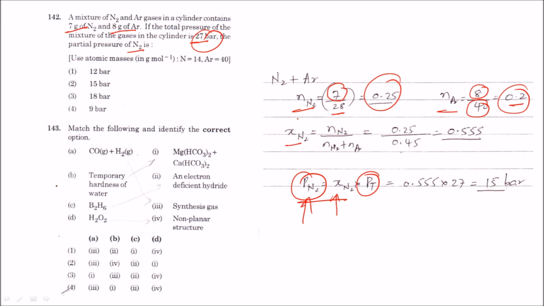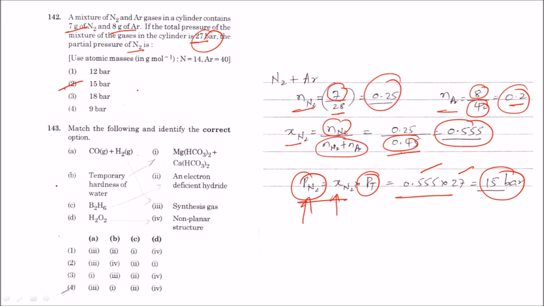So we got the number of moles of N2 and argon, right? Now the mole fraction of N2 is equal to the number of moles of N2 by the total number of moles of all the components, and here we have only two components, N2 and argon. So 0.25 divided by 0.25 plus 0.2, that's 0.45, and if we simplify we'll get 0.555. This is the mole fraction of N2. Now use the direct formula: partial pressure of N2 is equal to the mole fraction 0.555 into 27, the total pressure. So we'll get the answer 15 bar. The right answer for this question is the second option, 15 bar.